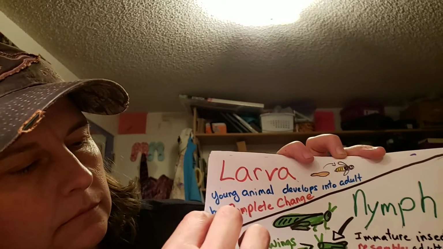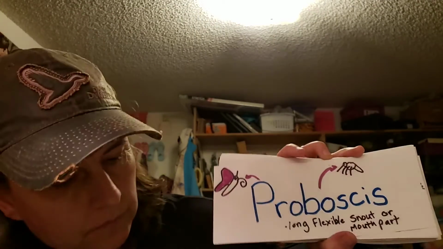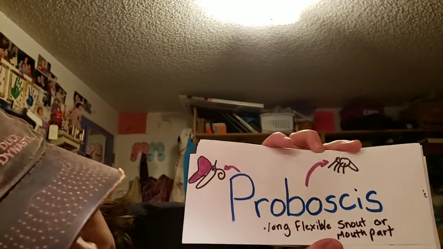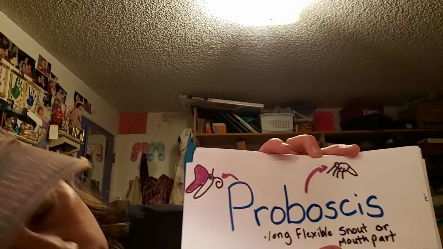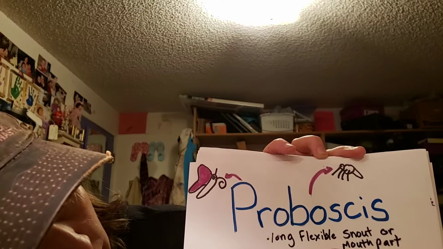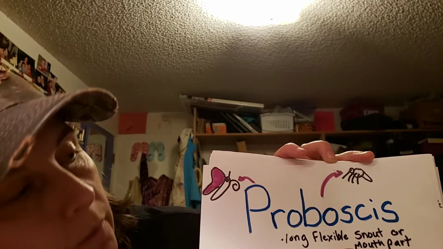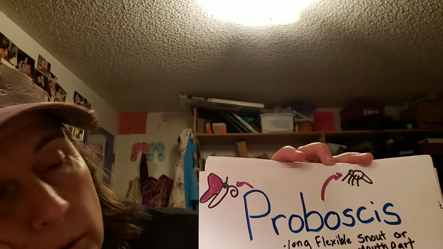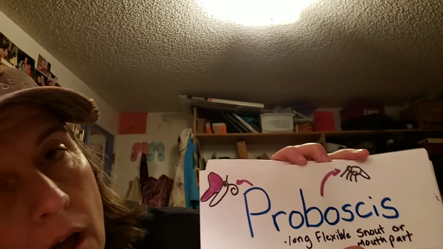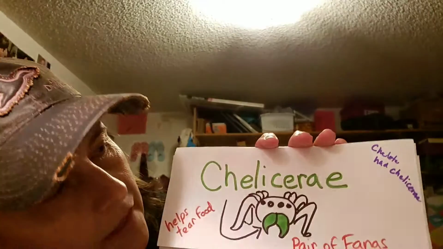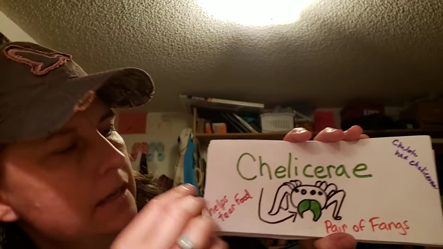Sucker. Okay? Proboscis, or however you say it. A long, flexible snout or mouth part. Poor butterfly's got to bring his own straw to the restaurant. Save the turtles! Okay?